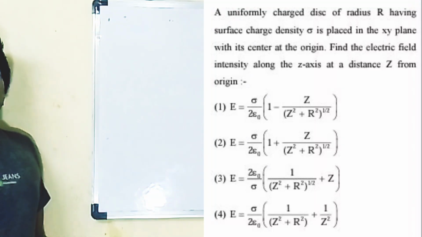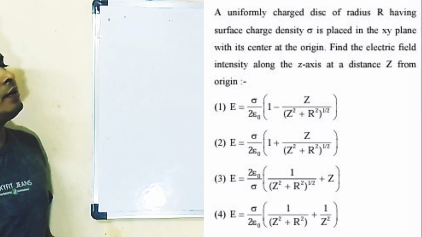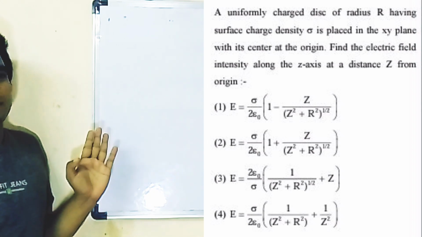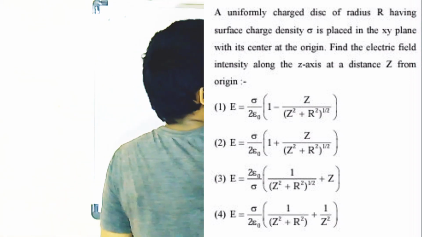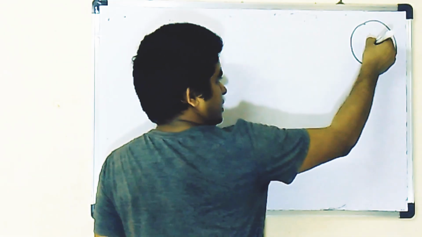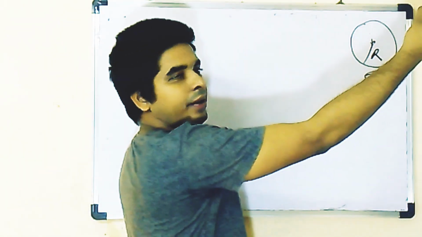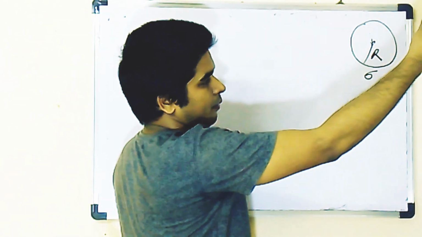Go through the question shown on the bottom of the screen, then come back here. The question is that there is a disk of radius r whose surface density is sigma. At a distance z in the z-axis direction, somewhere here from the origin, what is the value of electric field?